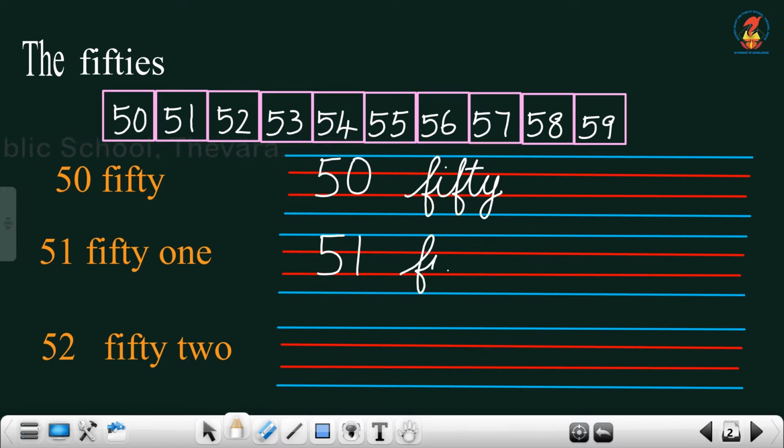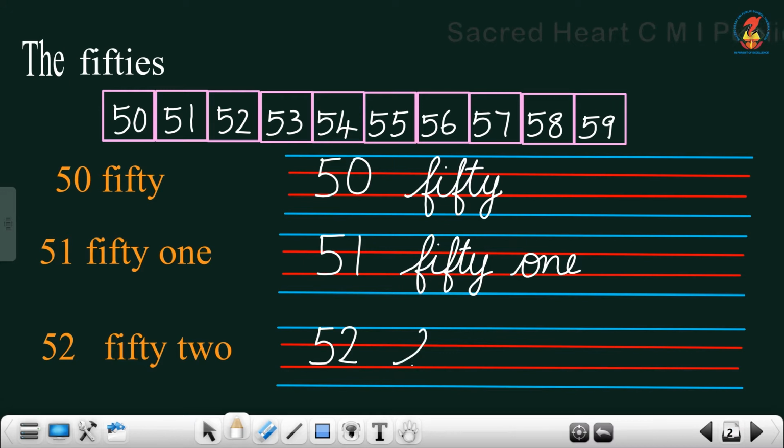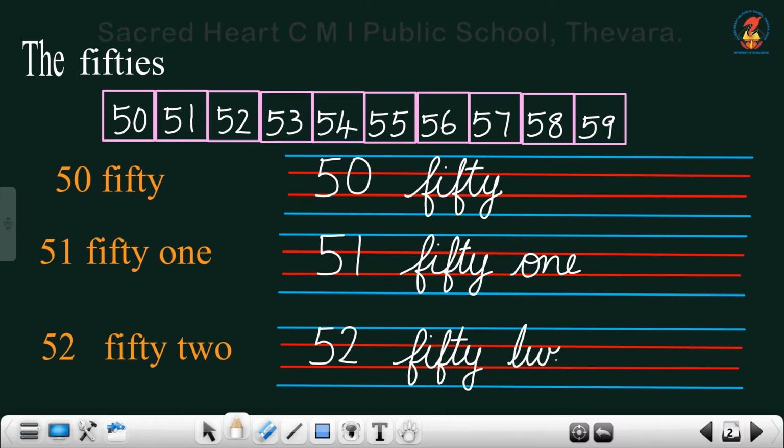Next is 51. F-I-F-T-Y. Leave one finger space and write 1. O-N-E. 1. After 51, 52. F-I-F-T-Y. T-W-O. 2.